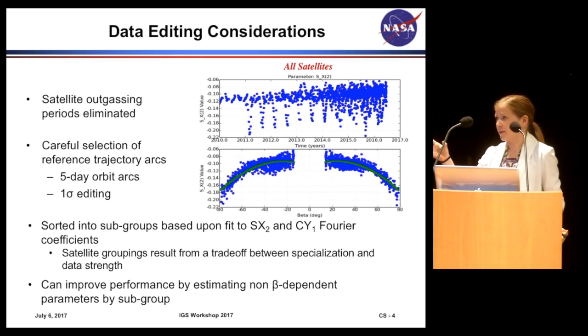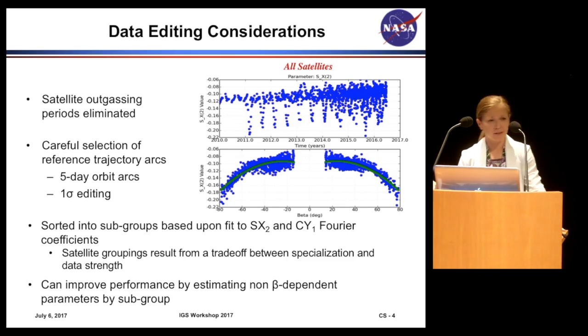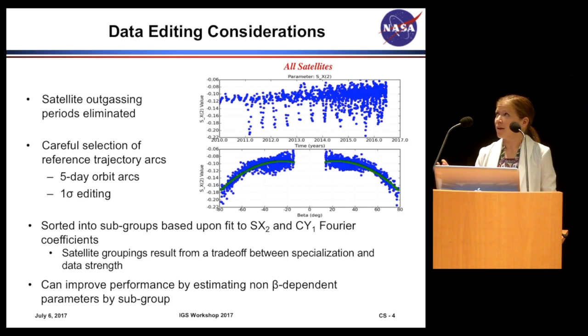We then sort these satellites into subgroups based upon the fit to the SX2 and the CY1 Fourier coefficients. These satellite groupings that we develop are really a trade-off between specialization of the model to those different satellite characteristics and also getting enough data strength to get a stable coefficient. So certain satellites that have a lot of data strength and have a really unique profile will perform better when they're grouped independently, and then some satellites where perhaps the SX2 parameter is less stable, or they haven't been launched for very long, will perform better when they're in groups.